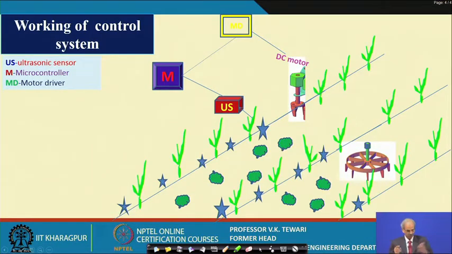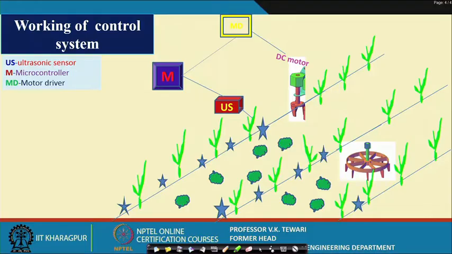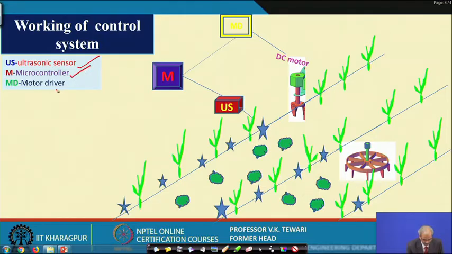How does this work? I am trying to give you the basic principles of operation of such a device, the working of the control system. What are the systems here? You see an ultrasonic sensor, a microcontroller and a motor drive. Here is your ultrasonic sensor, then this is your microcontroller, and then this is the motor drive, and this is the DC motor here.